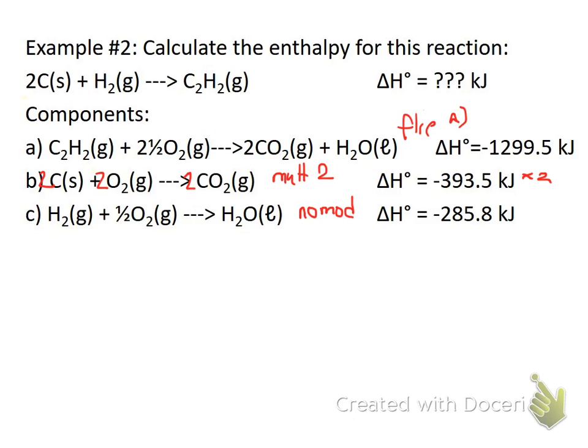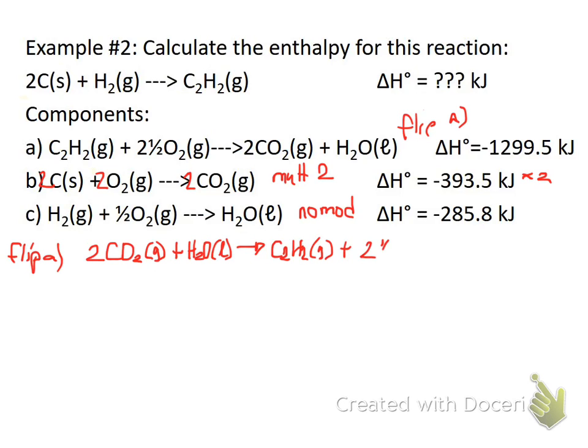So at this point, I have a flip for A, and I'm going to rewrite A, and I'm going to make a new entry in the bottom. I'm going to call this flip A. And I'm going to take everything on the right side of A and put it on the left, and everything on the left is going to then go on the right. So I'm just going to rewrite it. 2 CO2 gas plus H2O liquid, arrow, C2H2 gas plus 2 and 1/2 O2 gas.